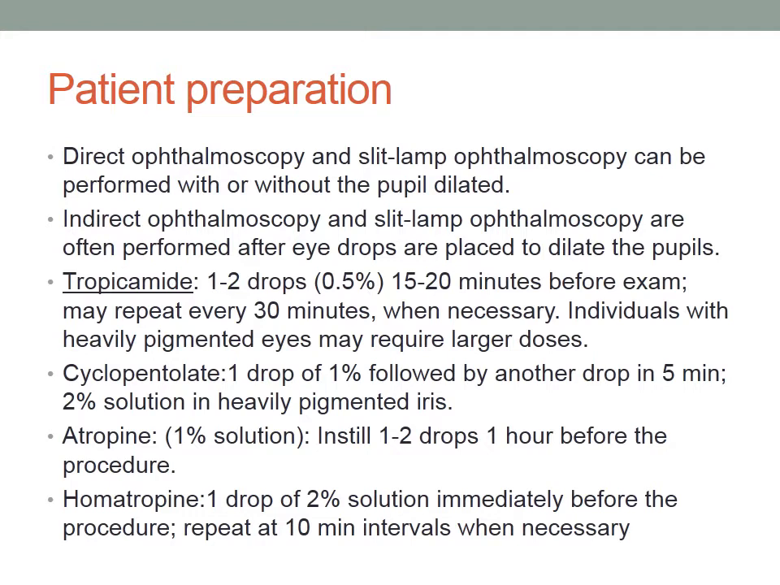Cyclopentolate is 1 drop of 1% followed by another drop every 5 minutes. The 2% solution is used in heavily pigmented irises. Atropine 1% solution is instilled 1 to 2 drops 1 hour before the procedure.